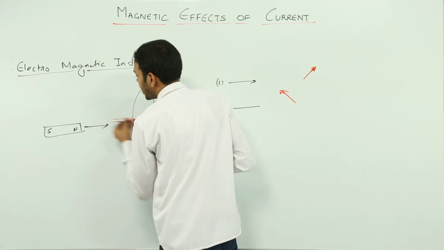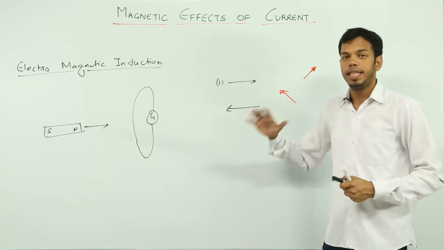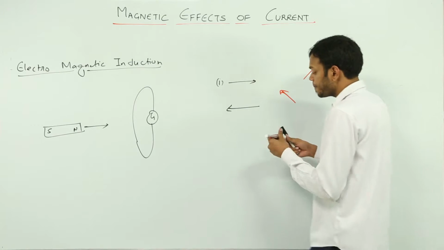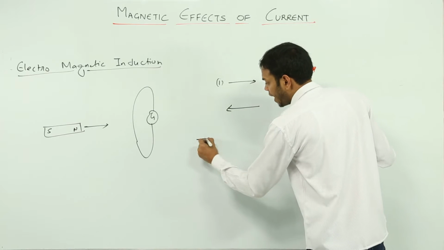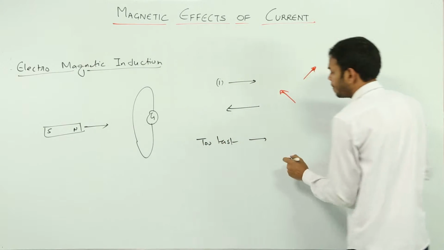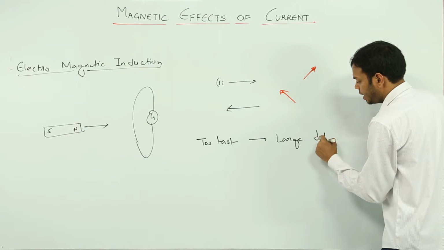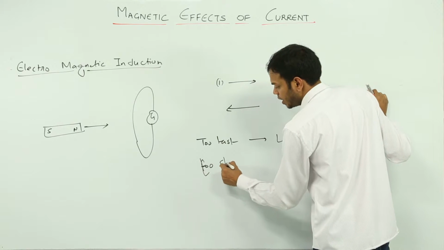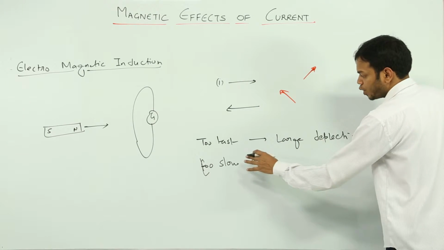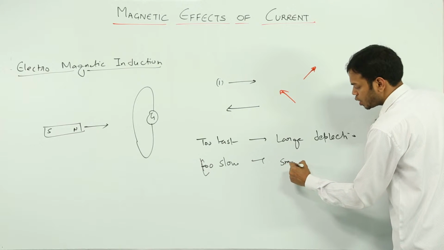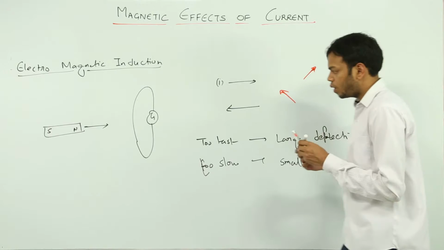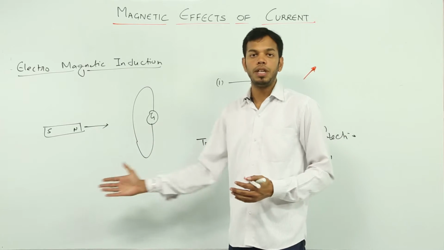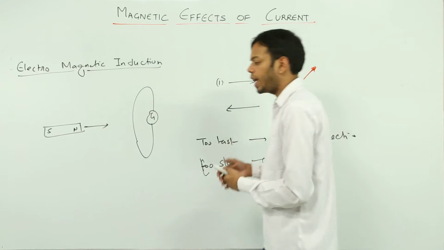That means if this is the magnet, I'm bringing it at a very fast rate. So this speed was determining the extent up to which the needle was showing deflection. That means if you bring it too fast, the needle was showing large deflection, and when you bring it too slow, I have bad handwriting, so too slow, the needle was showing very small deflection. So these were the basic observations which were made by Faraday.